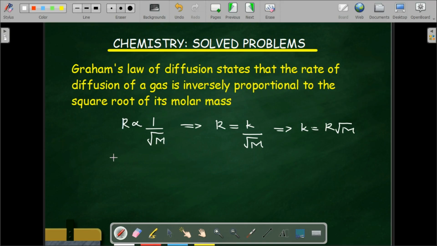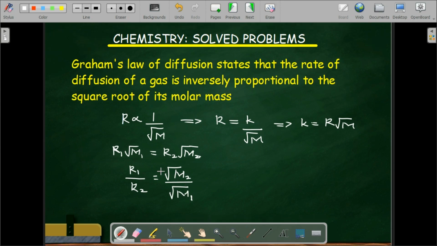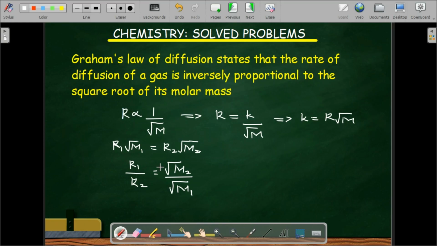From here, if we are comparing two or more gases, then we could say R1 root M1 is equal to R2 root M2, right? And if we rearrange this, we could say R1 divided by R2 is equal to the square root of M2 all over the square root of M1. So this is a relation that shows the relationship between the rate of diffusion and the molecular weight of two gases, gas 1 and gas 2.